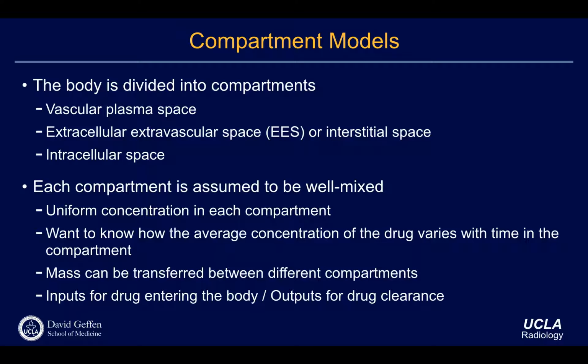It has to be well mixed, and each compartment has to have a uniform concentration. And we want to know how the average concentration of the drug varies with time in the compartment. And mass can be transferred between different compartments. And the input is the drug or contrast agent entering the body, and then the output will be the clearance. Okay, so the input is the injection, and then the clearance, depending on the contrast agent, will be either kidney or liver. Okay.